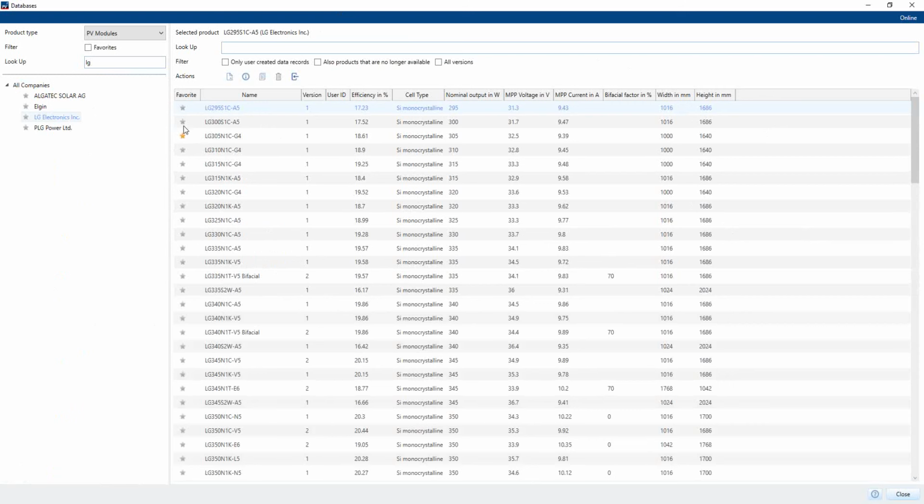If you click the star in front of the module, then you can add this module to a favorites list. And this makes it easier and faster to select the module, inverter, or battery system you would like to use during your planning. If you would like to add all module types from this manufacturer to the favorites list, you have to click the star in front of the manufacturer here on the upper left-hand side.